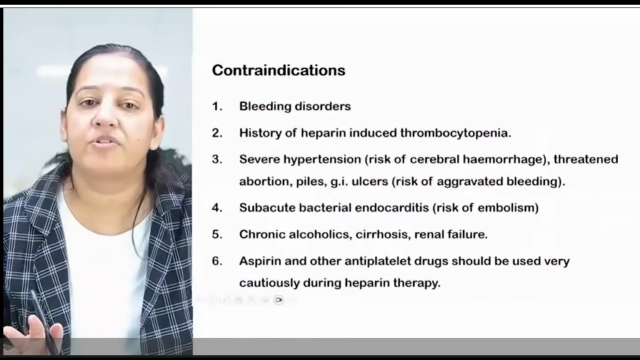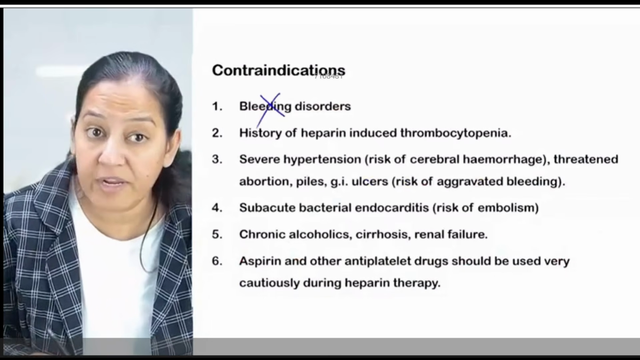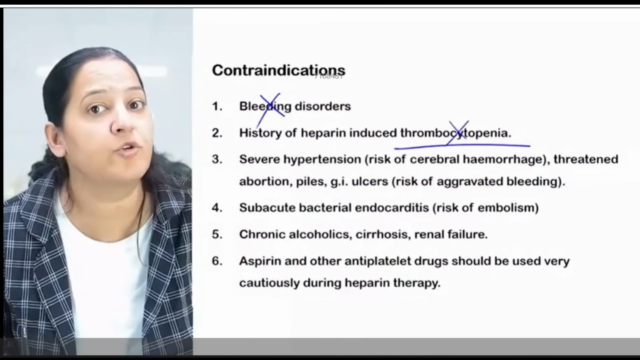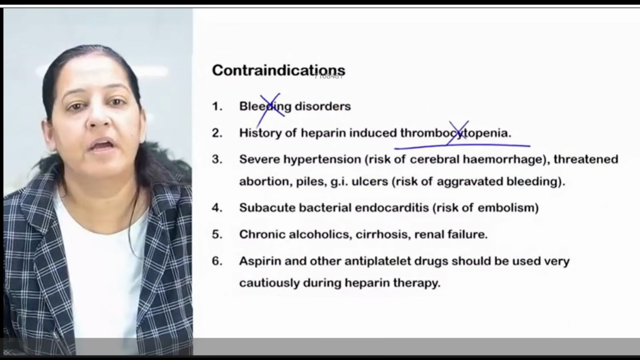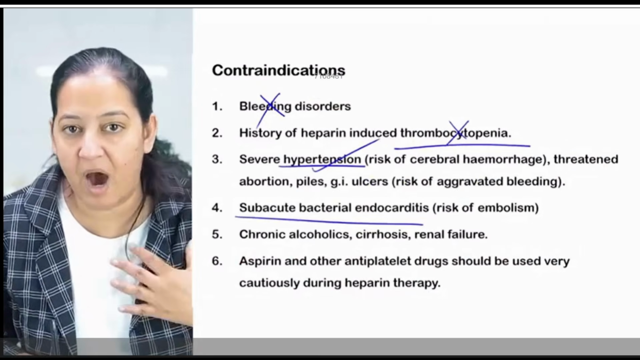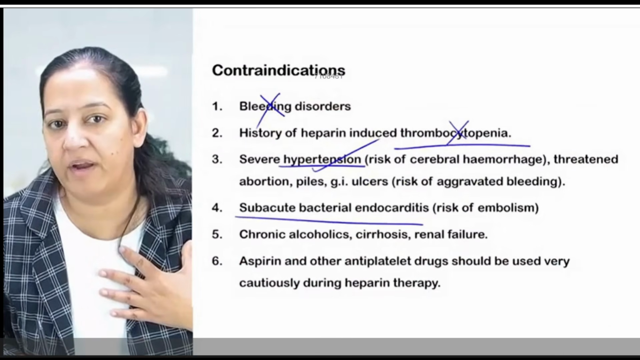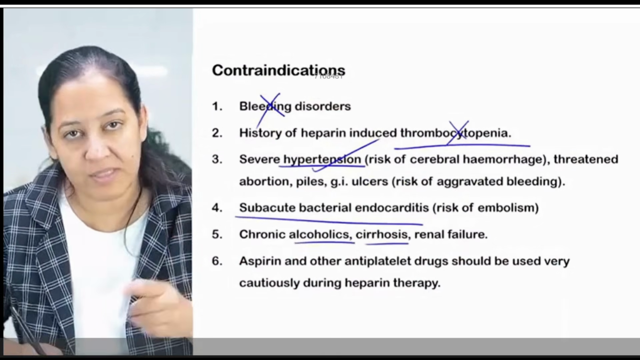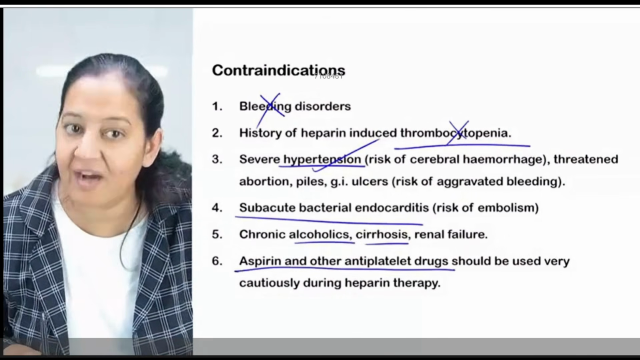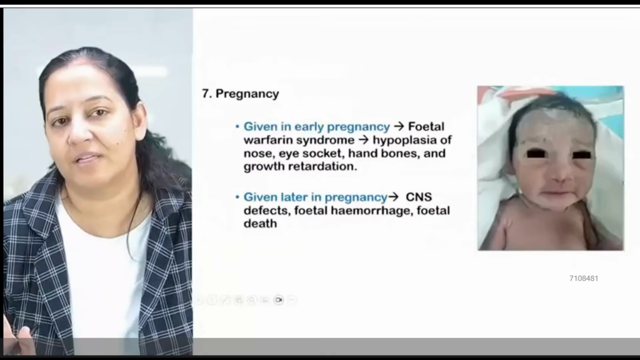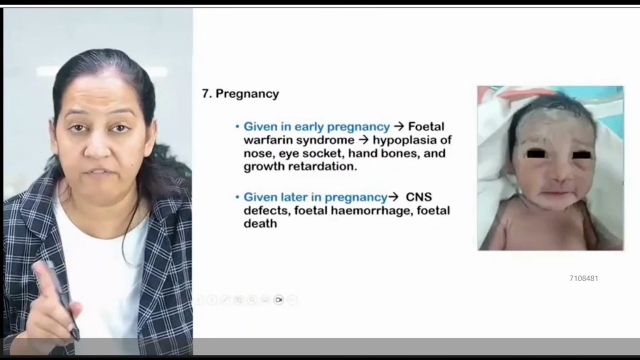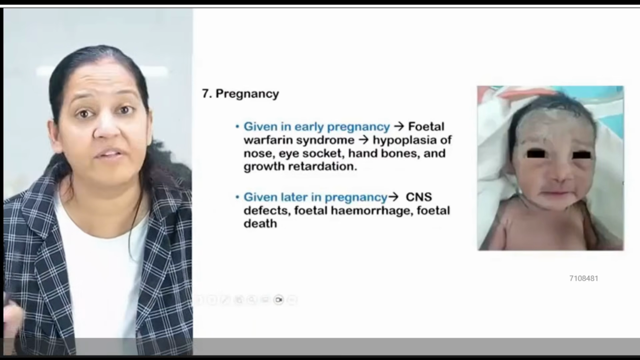So there are certain contraindications. Don't give if the person already has a bleeding disorder. That will be exaggerated. Don't give if the person already has thrombocytopenia, so the person will have exaggerated bleeding. Don't give if the person is at risk of hypertension. Also subacute bacterial endocarditis. Don't give in alcoholic cirrhosis in which the liver is subnormal. And don't give it with any other antiplatelet drug. These are the contraindications. The last is pregnancy. In pregnancy, don't give warfarin. Heparin is allowed in pregnancy, warfarin is not allowed.